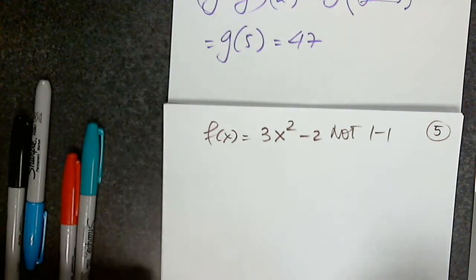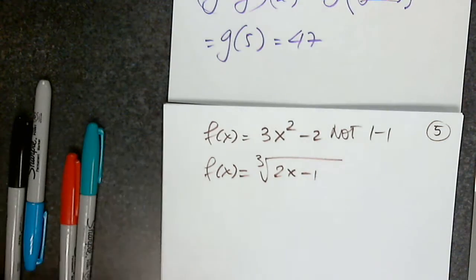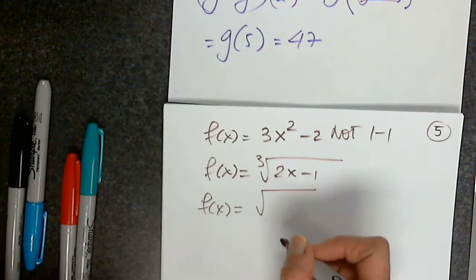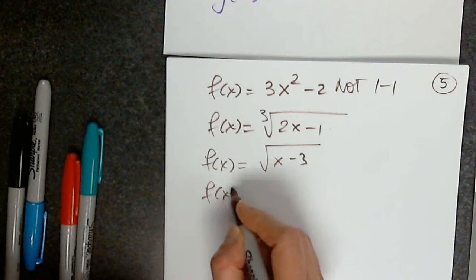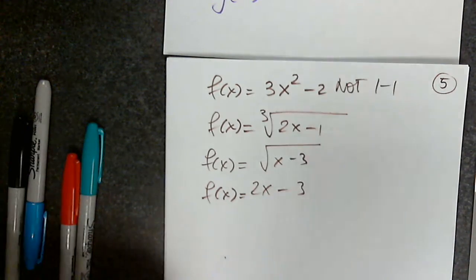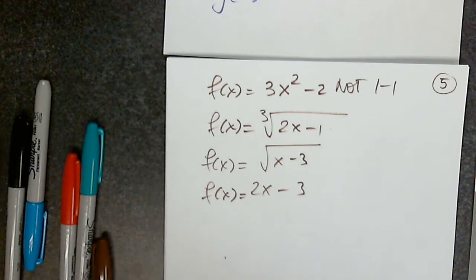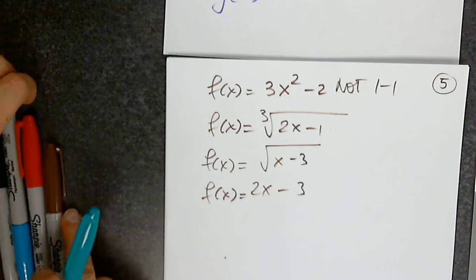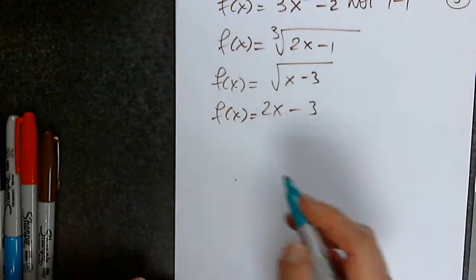Or we can put a cube root, for example. Let's say the cube root of 2x minus 1. Or we can use the square root, the square root of x minus 3. Or you're right, we can use a linear function, 2x minus 3. You choose. Which of these would you like to find the inverse for? The cube root. Good. Well, it's a 4-step procedure.